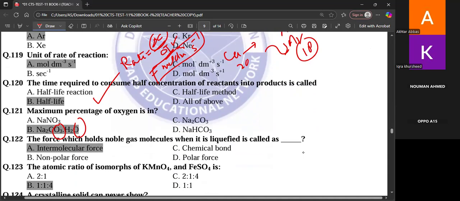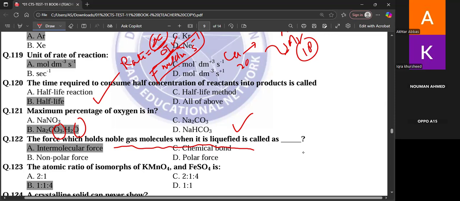The force which holds a noble gas molecule when it is liquefied is called intermolecular forces. You know that when gases are liquefied, some intermolecular forces are present, and these intermolecular forces are stronger as compared with the molecules that are present in the normal state. So we can say that these are called intermolecular forces.